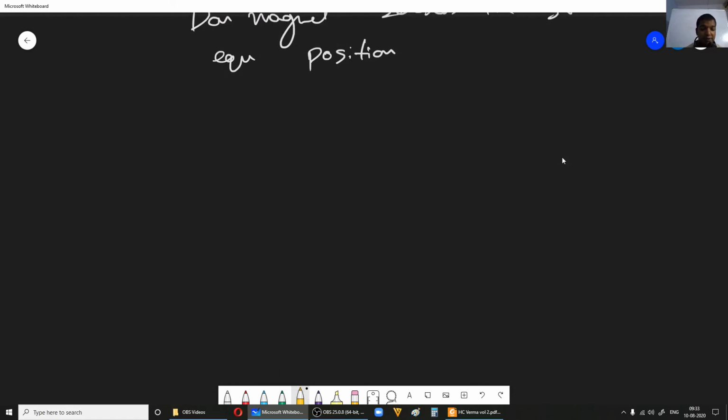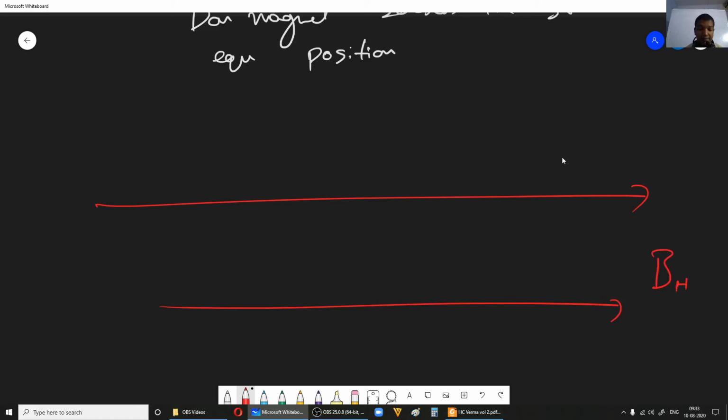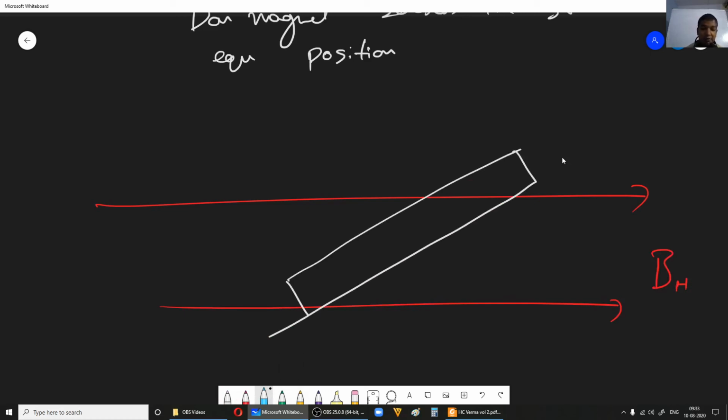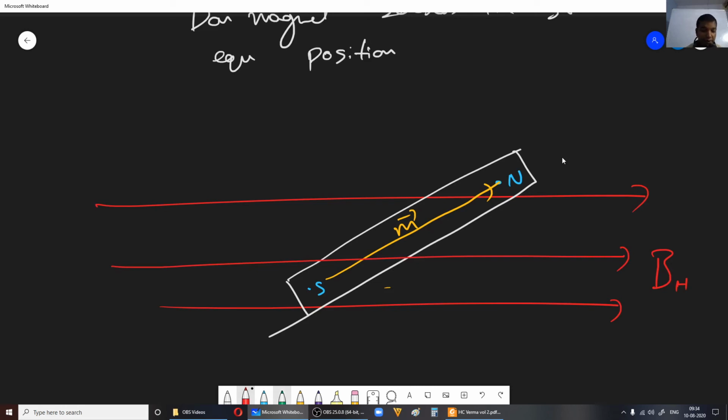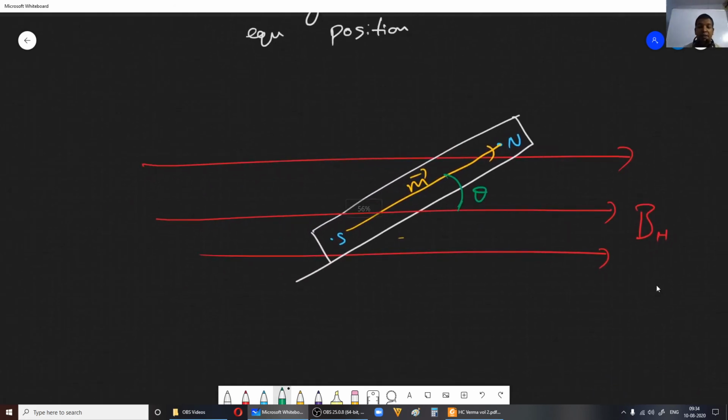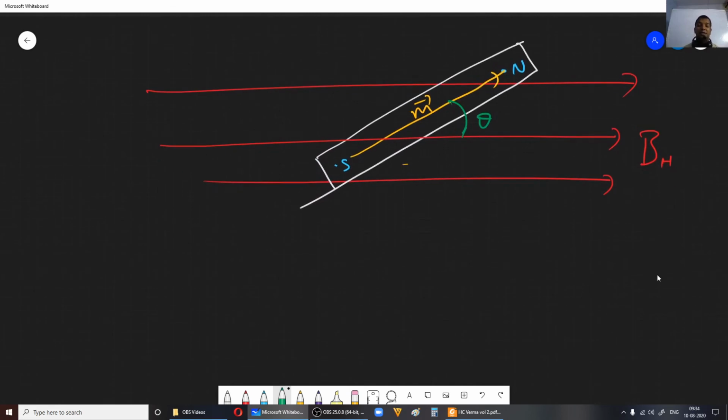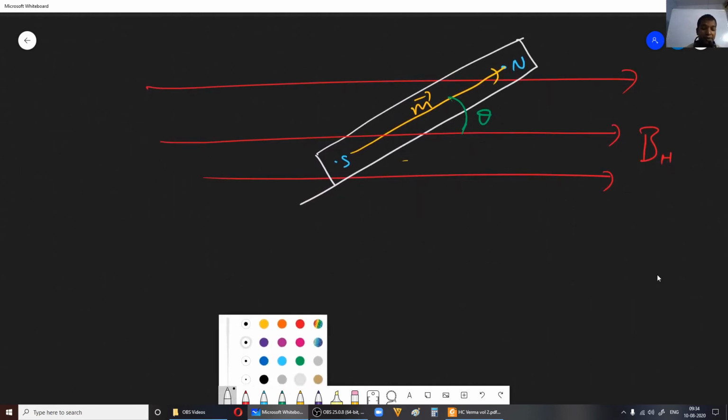Let us say this is your external magnetic field, external to the bar magnet, so you take it as BH. Say this is the small deflection which you have given. North and south, so this will be a magnetic moment M, which will be this way. Now the angle between M and BH, let us take it as some theta. Theta is actually small, so that it will execute SHM.